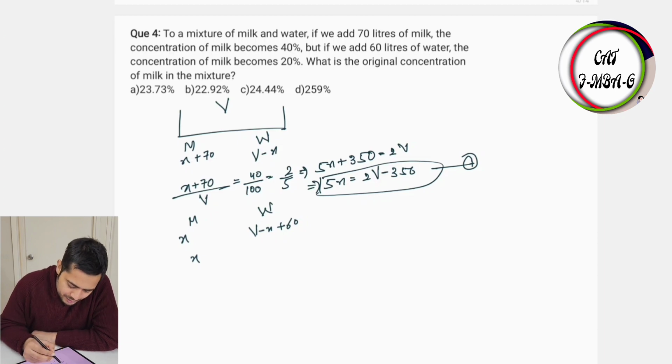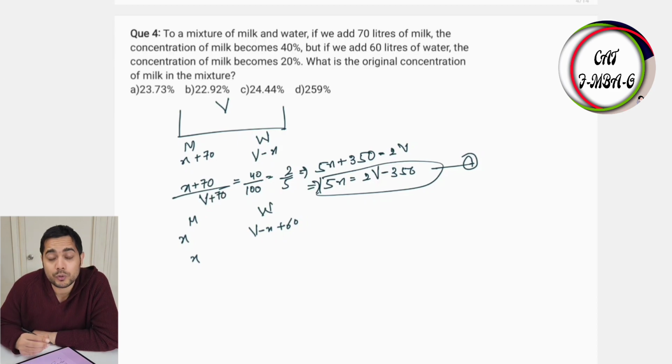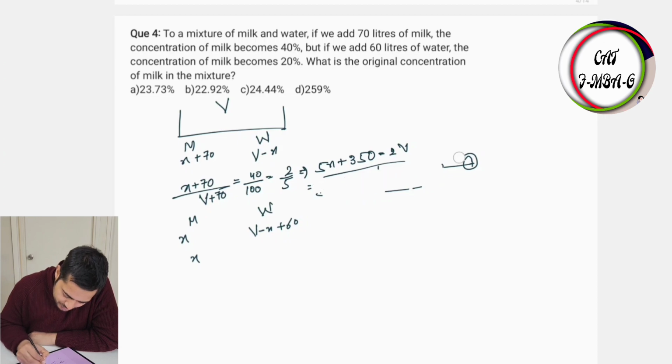Sorry, I have made a mistake here. Here it is not V, it should be V plus 70. Sorry, because the total volume is increased by 70 liters. So let's correct this equation.